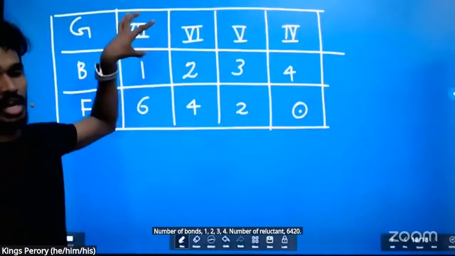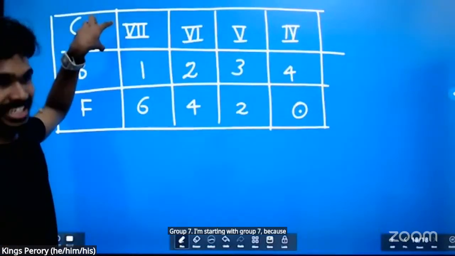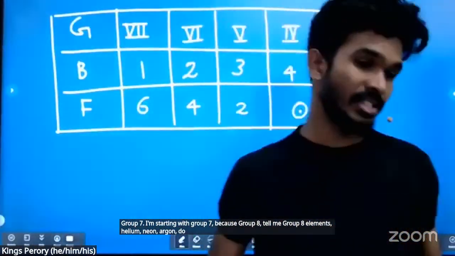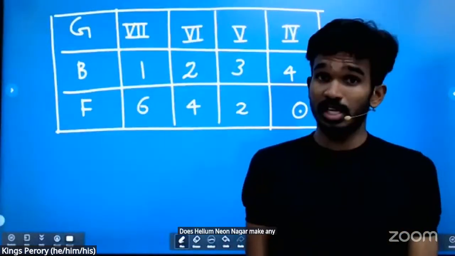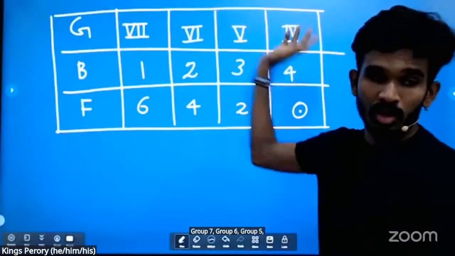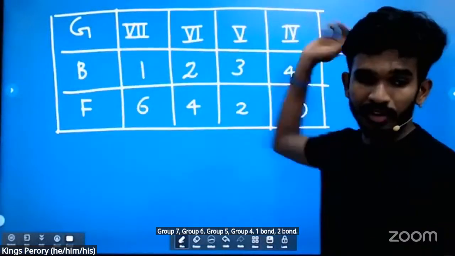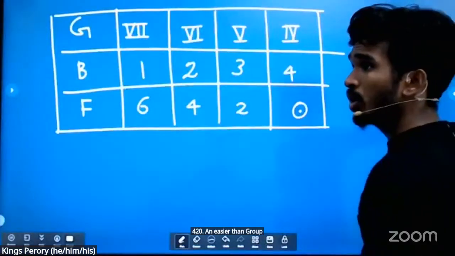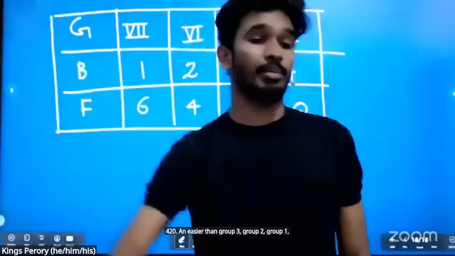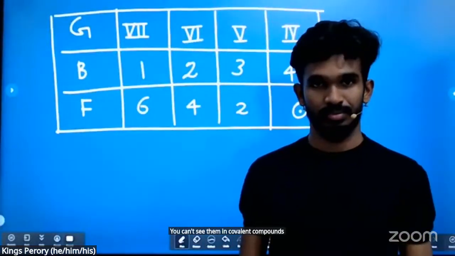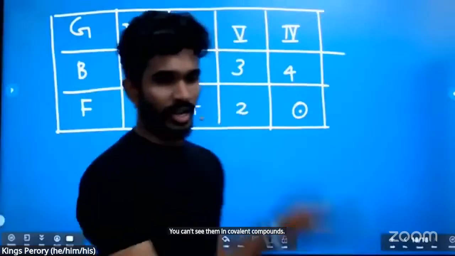I'm starting with group 7 because of group 8. Tell me group 8 elements: helium, neon, argon. Do they make any bonds? No. So we don't start with group 8. Then group 3, group 2, group 1 form ionic bonds mainly. You can't see them in covalent compounds, so you don't have this logic for them.